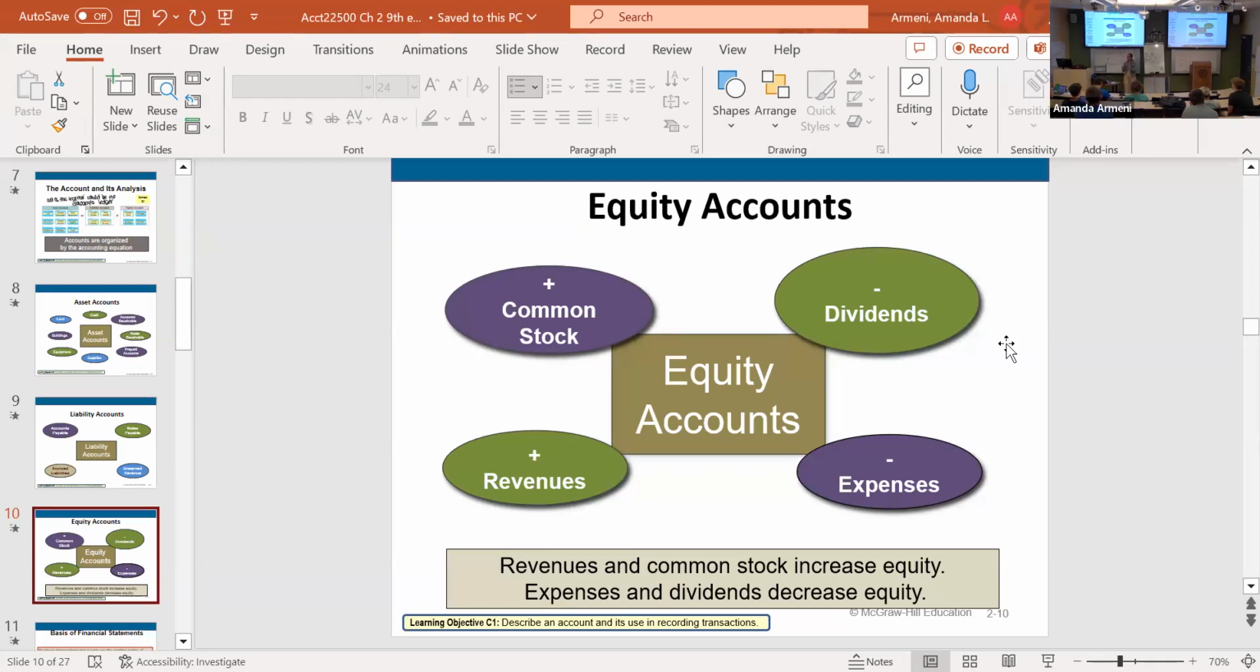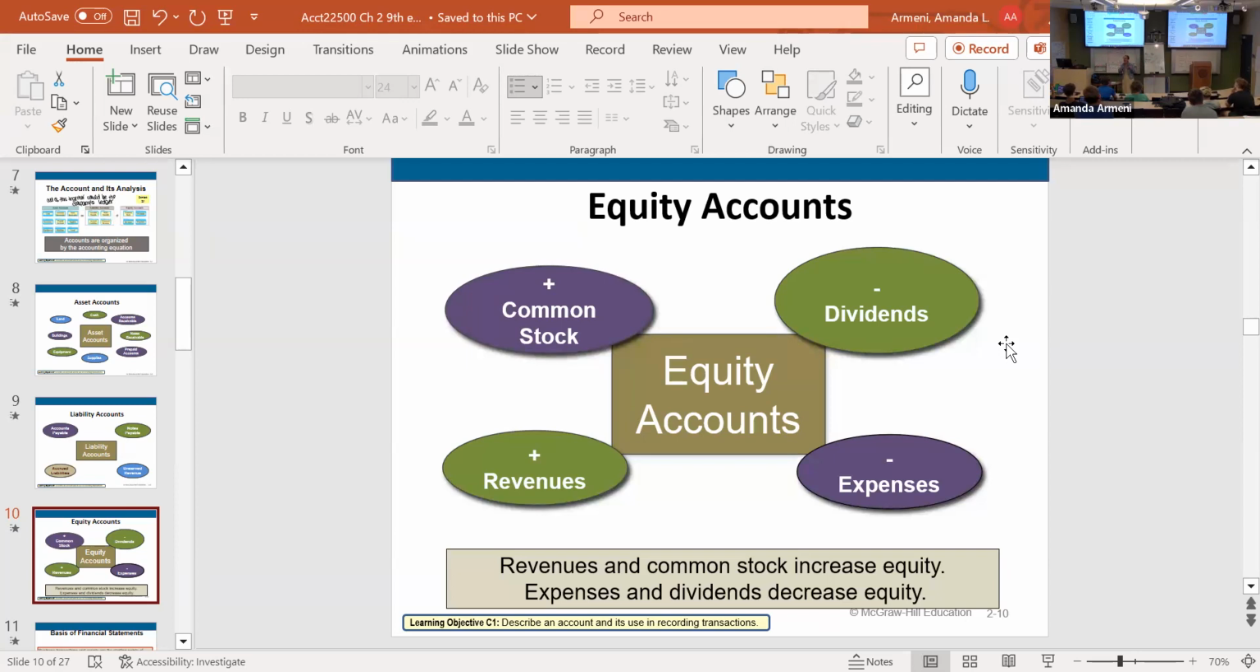Equity represents the amount of assets that are left over after you've paid off all of your liabilities. Does that make sense? So that's one way that you can look at equity. Equity represents the amount that would be left over of our assets if we liquidated everything. We turned everything into cash and we paid off all of our liabilities. This is what would be left over. That's the representation of equity, okay?